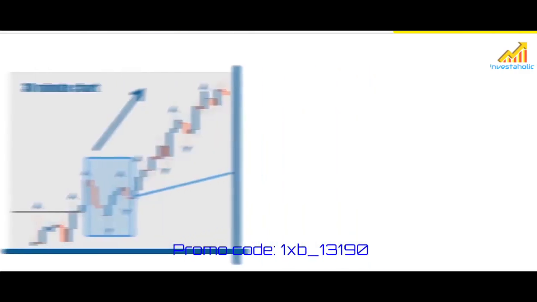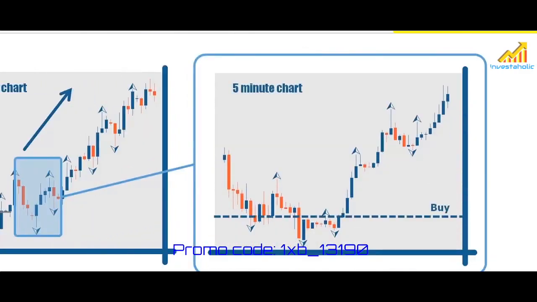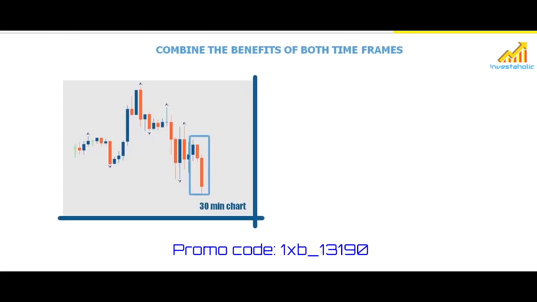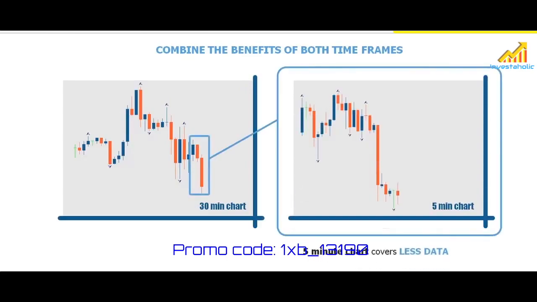If we now zoom down to the 5-minute chart, known as the smaller time frame, we can look for more precise entries in alignment with the larger trend. Remember, trades taken in alignment with the larger picture have a higher probability of working out. When moving down to the 5-minute time frame, you will notice that the chart covers far less data than you would find on the 30-minute time frame. You will also notice that the candles normally move less in pip value on the 5-minute chart than they do on a 30-minute chart.